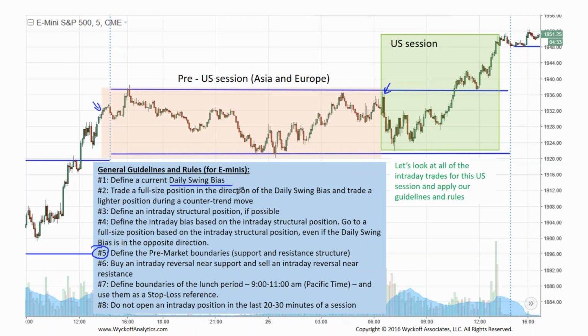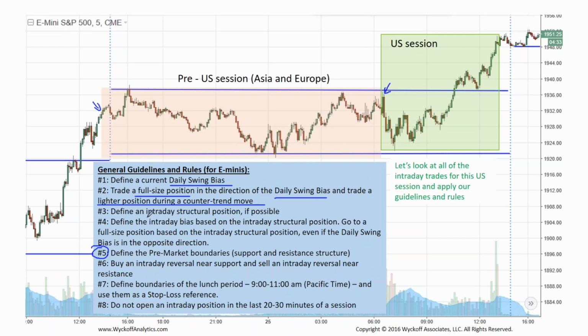I want to understand the daily swing bias. So on the daily, I want to know what swing we are in currently. Are we in the upswing or in the downswing? I want to have that bias right away, because the majority of my trades are going to be in the direction of that daily swing bias. I want to trade a full size position in the direction of that swing, and maybe a lighter position size in the counter trend moves.